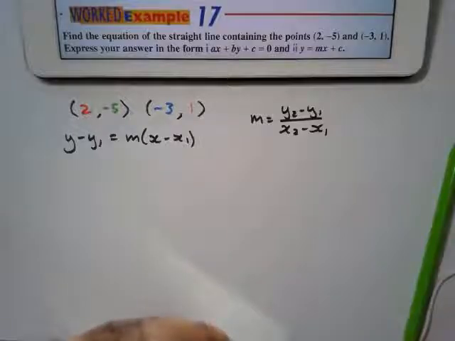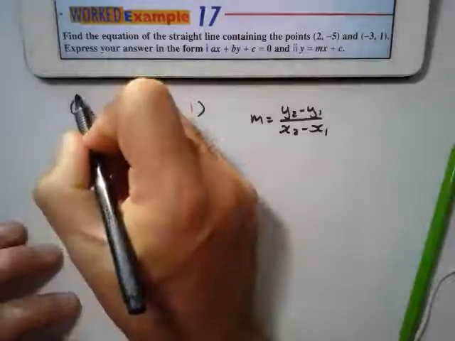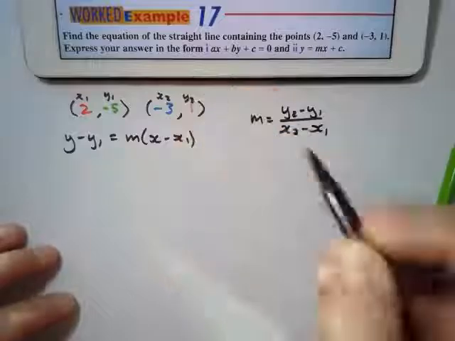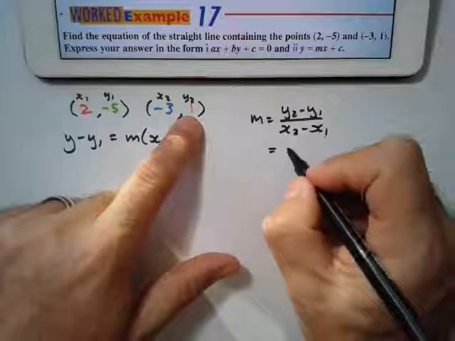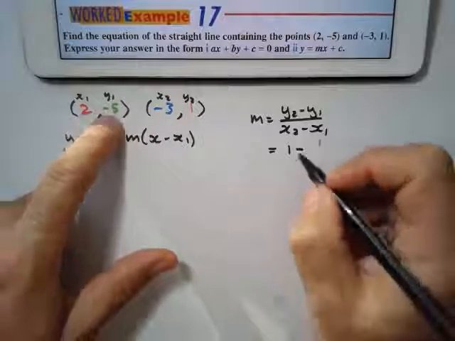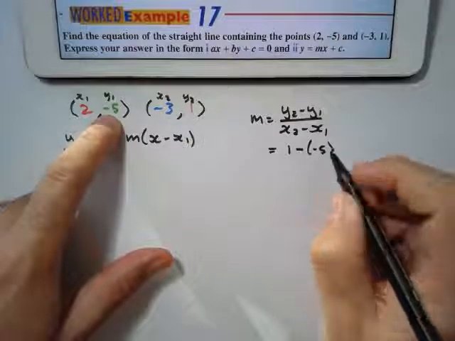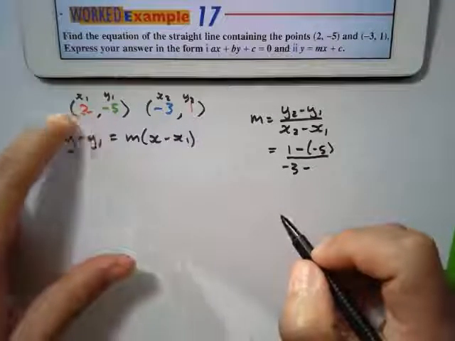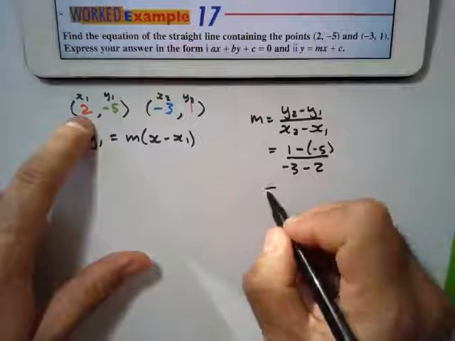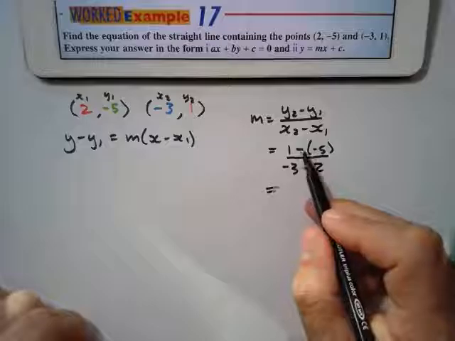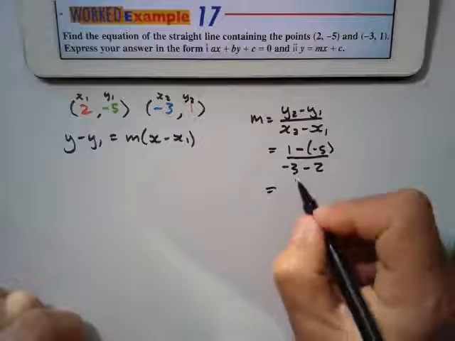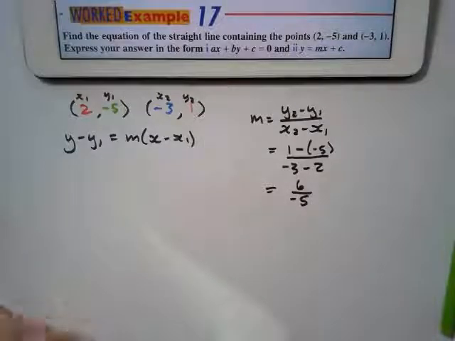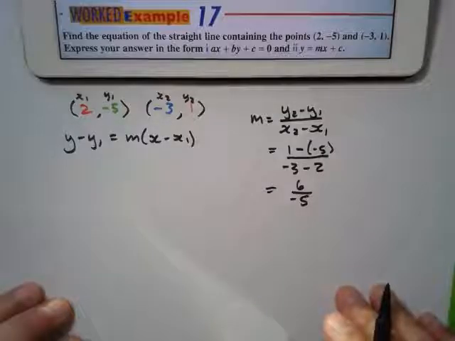Okay, so let's call this x1, y1, x2, y2, and I'm going to substitute these values. So y2 is 1, take away y1, which is -5. See how I use my brackets so I don't make mistakes? Over x2, which is -3, take away x1, which is +2, I don't need a bracket. Now, 1 take away negative, a negative and a negative is positive, 1 plus 5 is 6, -3 take away 2 is -5. So I have now a gradient, we're exactly where we were at our previous example.